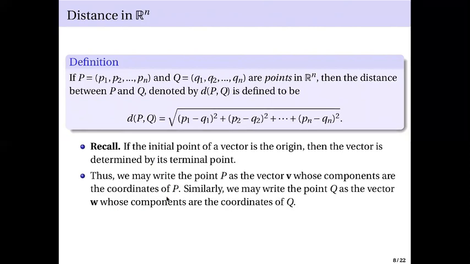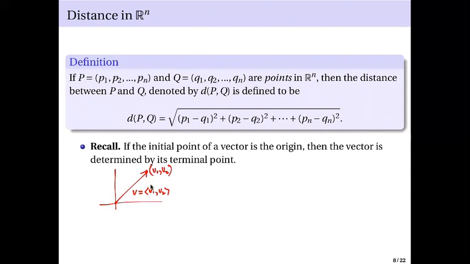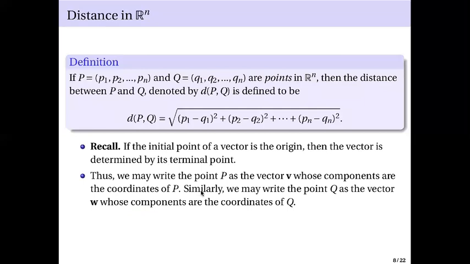Thus, we may write the point P as the vector V whose components are the coordinates of P. Similarly, we may write Q as the vector W whose components are the coordinates of Q. Let me go back to that slide. Here, you have the vector V with components V1 and V2. The point is (V1, V2). Conversely, given the point (V1, V2), we can find the vector with initial point at the origin and terminal point at (V1, V2), and the components of that vector will be V1 and V2 also, but this time written using angle brackets. That's what is meant here.